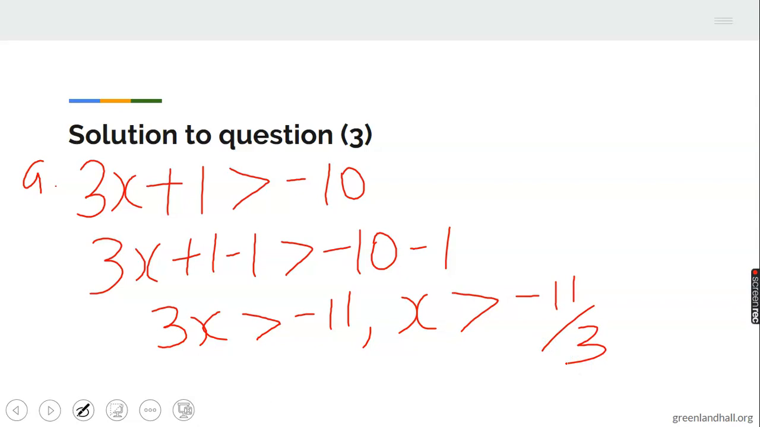Now, to list out the possible values of x, what are the numbers that are greater than minus 11 over 3? Don't forget we're just to mention 3. Sorry, I'm sorry. I've forgotten. I thought it's minus 11. It's not.